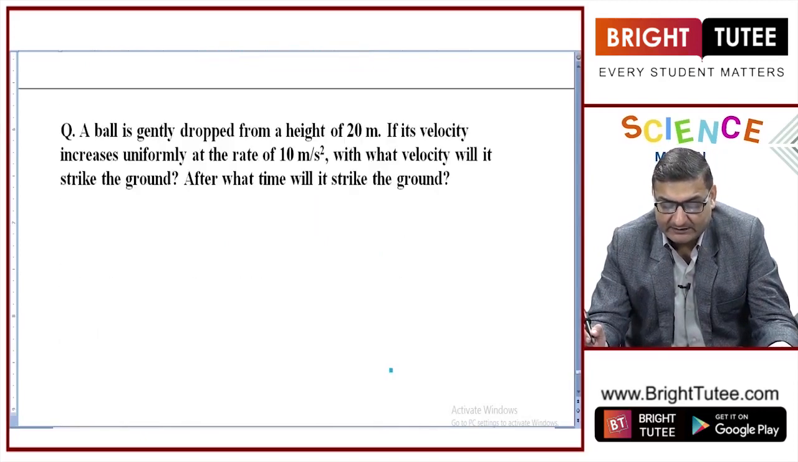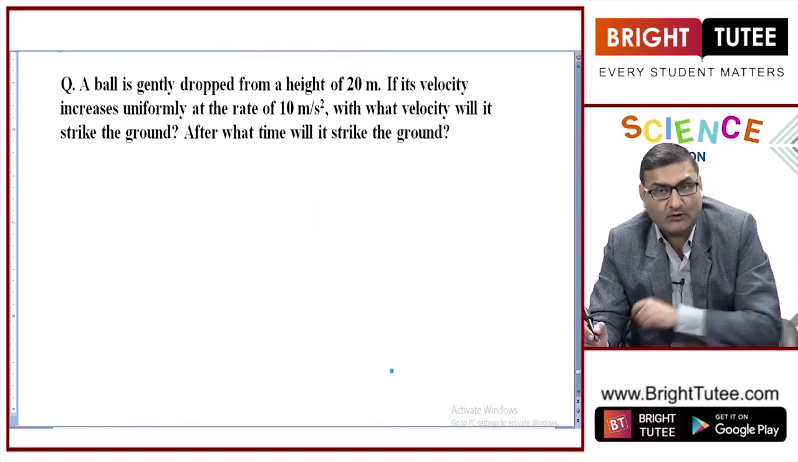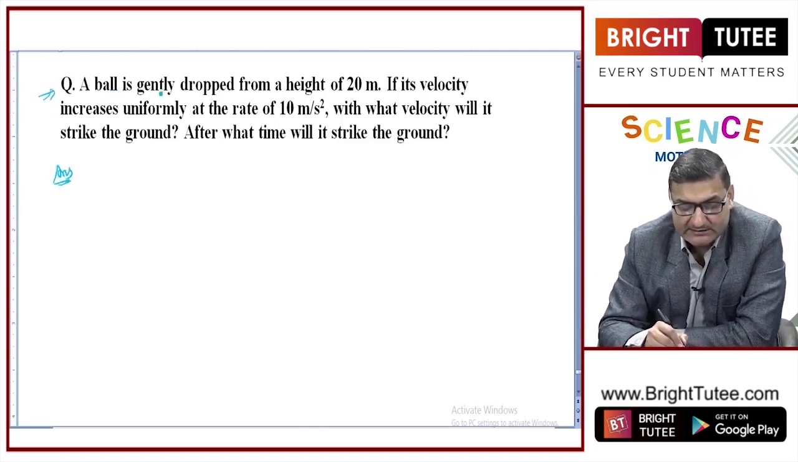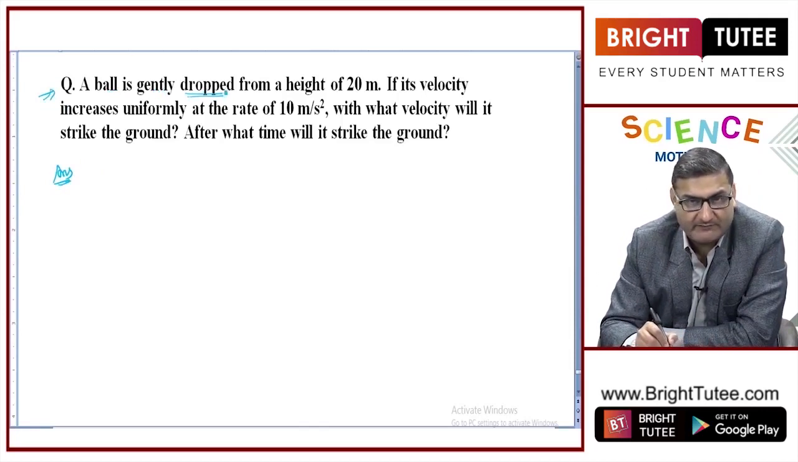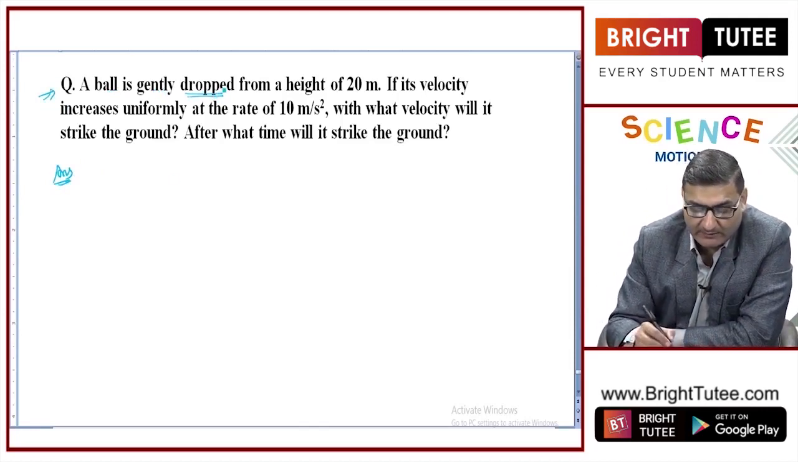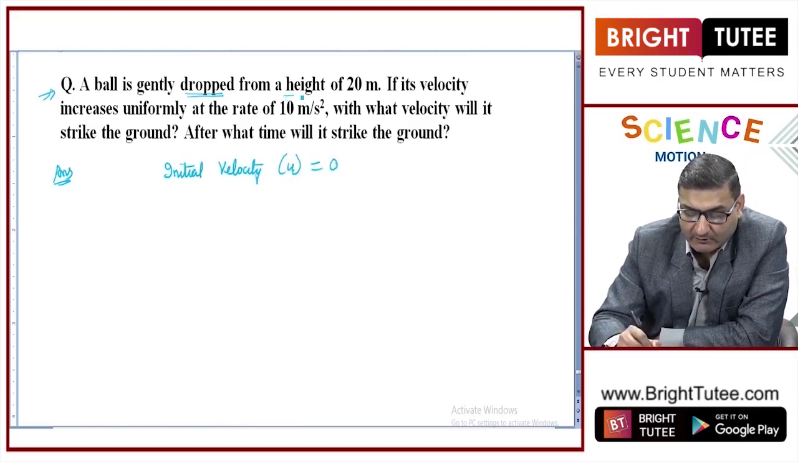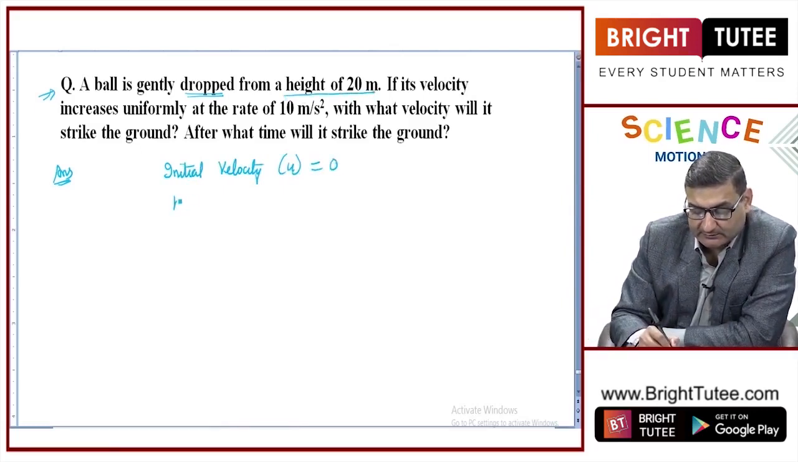Next, when an object is dropped. Now, in the next question, what exactly is given to us is a ball is gently dropped. Whenever an object is dropped from a height, we have studied that we will take its initial velocity to be 0, from a height of 20 meters. Now, the height or the distance, right.